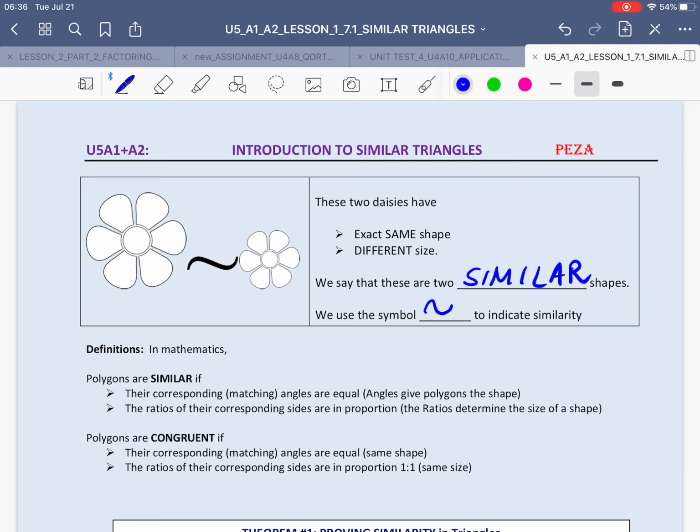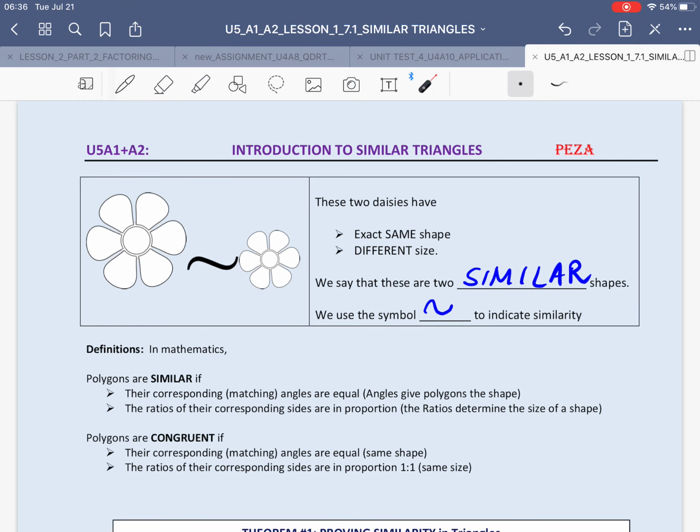In mathematics, we say that polygons are similar if their corresponding or matching angles are equal. That's because angles are what give polygons their shape. In the meantime, the ratios of their corresponding sides are in proportion, which means that the ratio of the size of this petal in here over this petal in here must be the same as the ratio of this petal over this one.